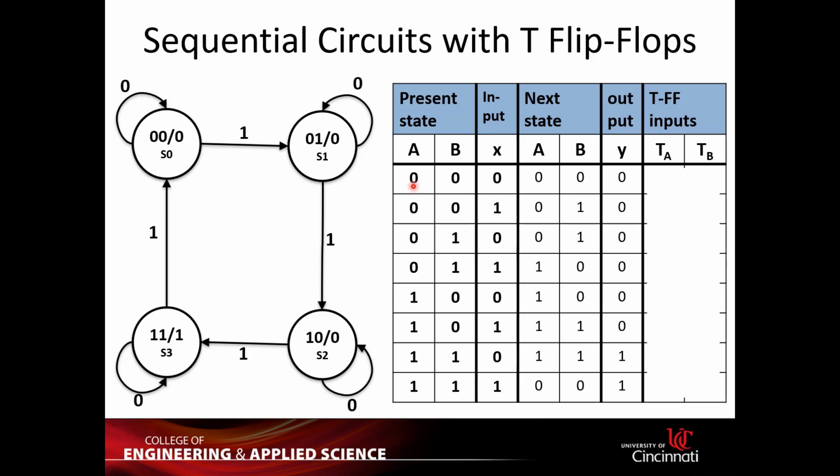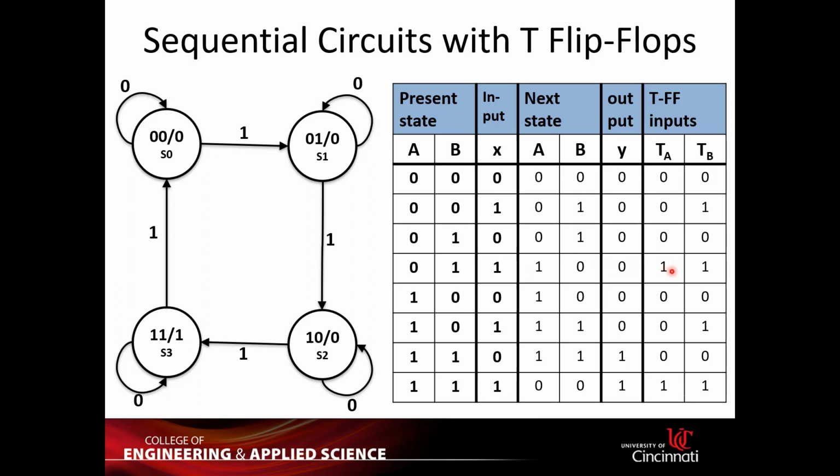So for example, let's go to this one. If I have 0 and the next state is 0, then of course it will be hold, right? Hold is 0. But if I have 0 and the next state is 1, then it will be 1 because I need to flip. So see, 1 is flip, 0 is hold.